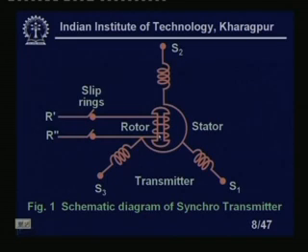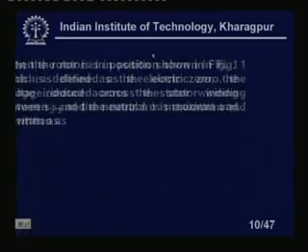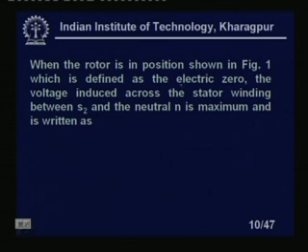This is the rotor position when the rotor is aligned with S2. When the rotor is in the position shown in figure 1, which is defined as electrical zero, the voltage induced across the stator winding between S2 and the neutral N is maximum. In this particular position, the output voltage will be maximum.